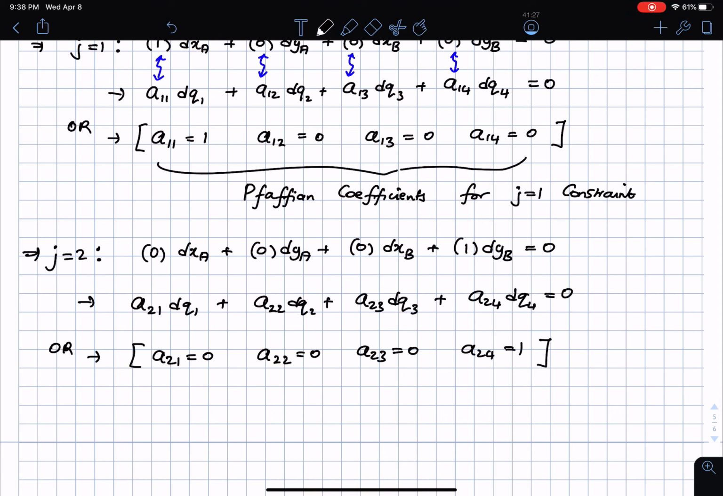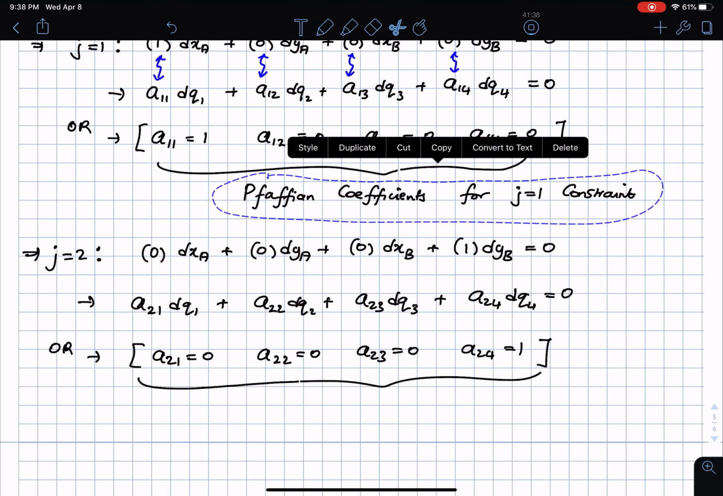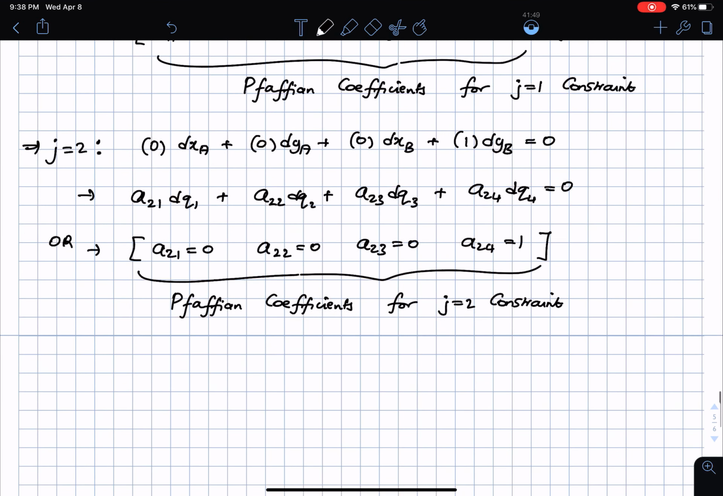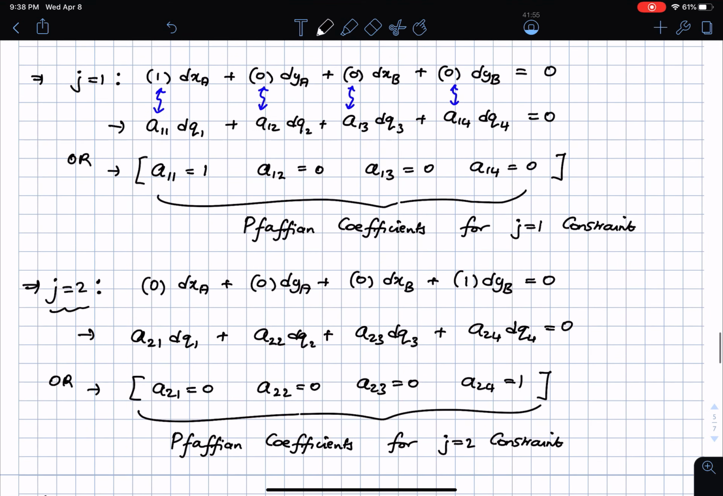Okay, so that's the Pfaffian coefficient for the j is equal to 2 constraint. This is the same as the above, so I'm just going to copy that and bring that down here. And this is for j is equal to 2, the second constraint. We are almost on our way. And now the j is equal to 3 constraint. Here is the form of the constraints. This is j is equal to 2, this is j is equal to 1.